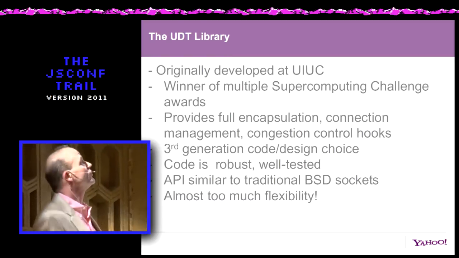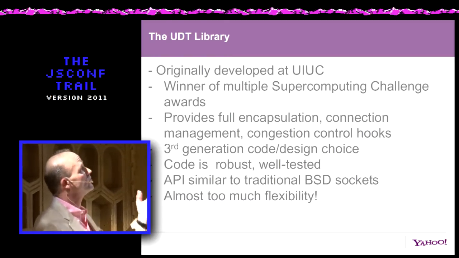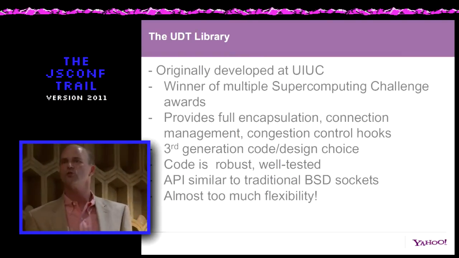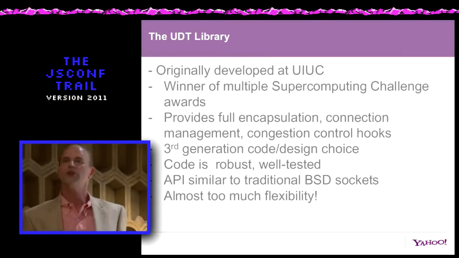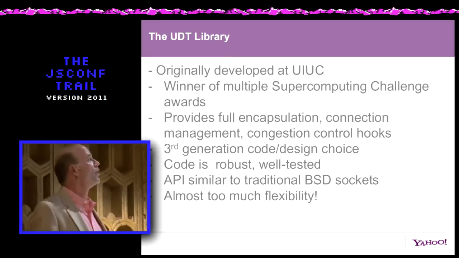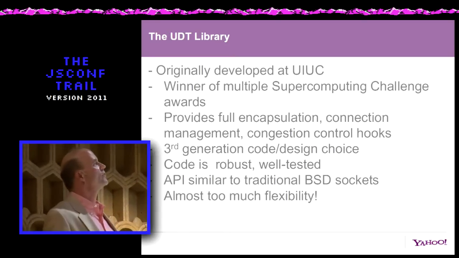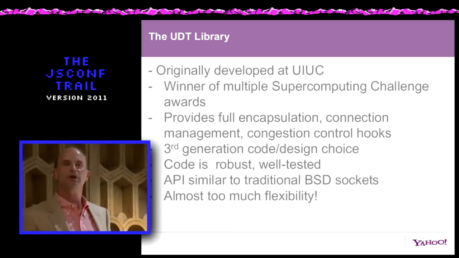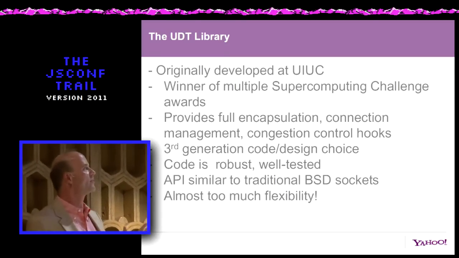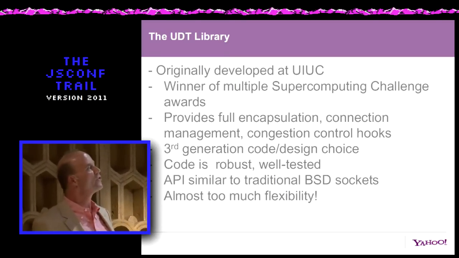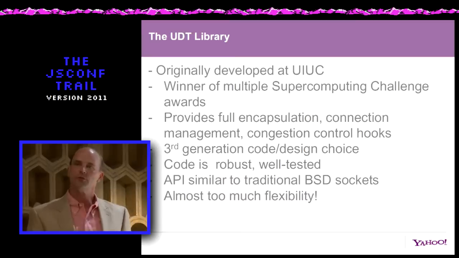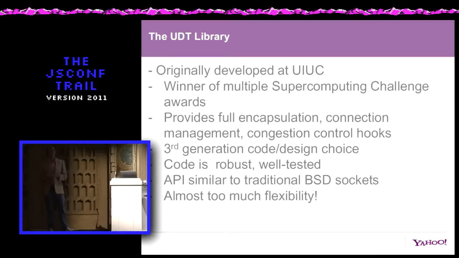We ended up using something called the UDT library, originally developed at Urbana-Champaign, won several Supercomputer Challenge Awards for high-performance data transport. It does a lot of cool things, connection semantics. There's hooks in there to rebuild TCP if you're really dying to do that. We avoided that like the plague. Third generation code works really well. The API is similar to the traditional BSD sockets. Anybody who's done that sort of programming is not going to feel terribly uncomfortable.